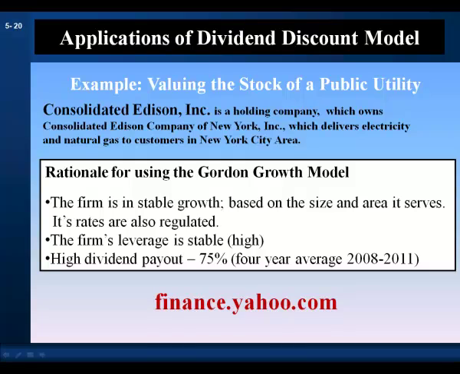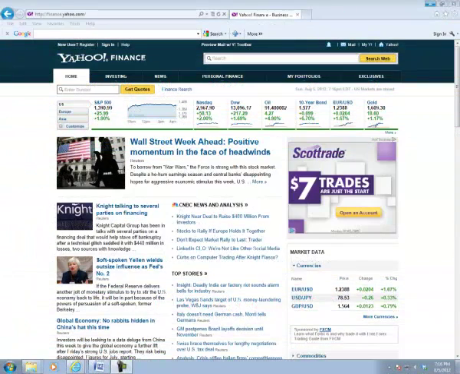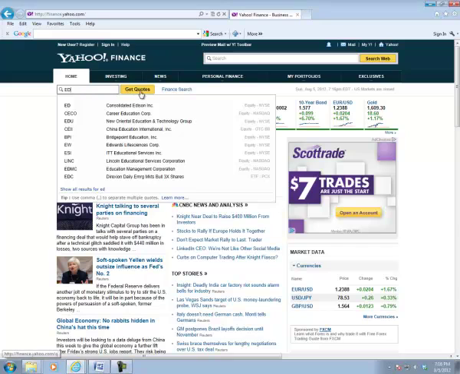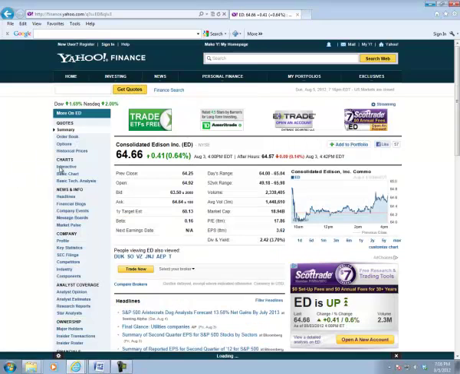Now let's get some data for the firm, and we'll find the data on financeyahoo.com. I'm on the home page of Yahoo Finance. We want data for Consolidated Edison, and its ticker symbol is ED. Its most recent price, $64.66, and that was on Friday, August 3rd, 2012.